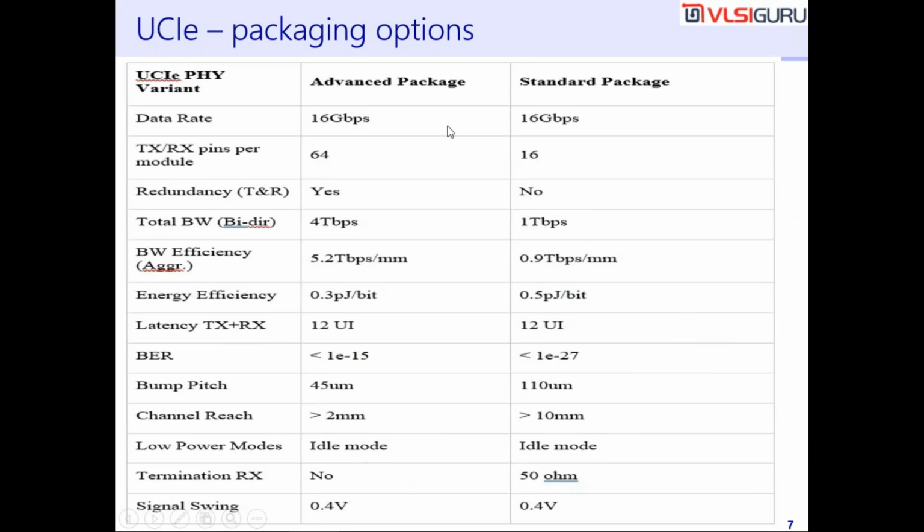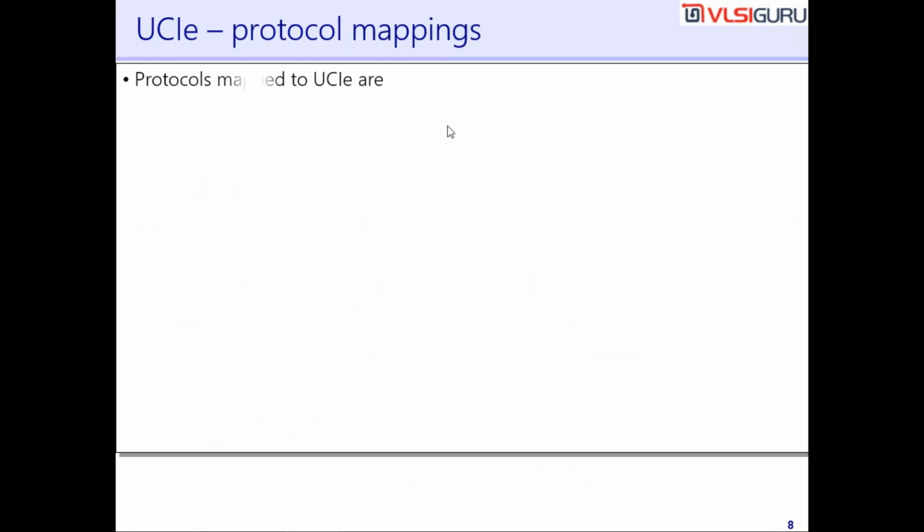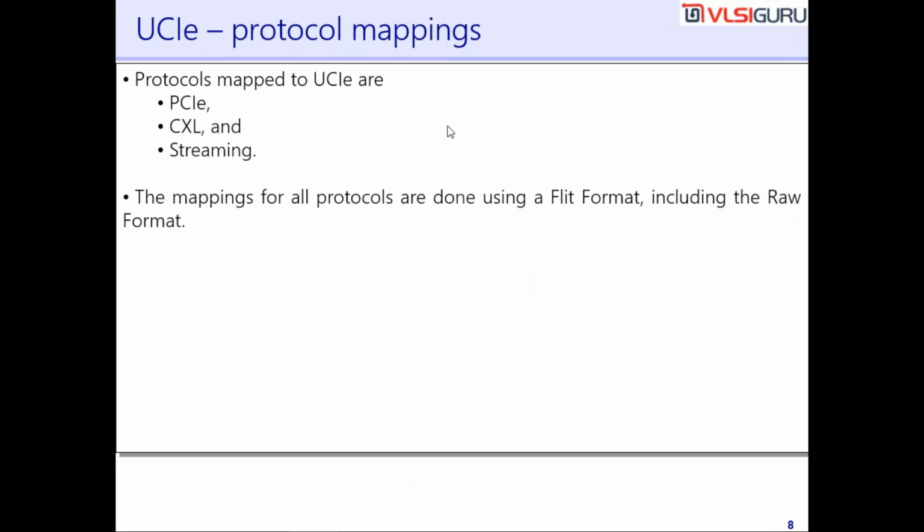What exactly is standard and advanced packaging? Let's understand as we go forward. And let's now briefly talk about the protocol mappings that are supported in UCI Express. As you know, the protocols mapped are PCI Express, CXL, and streaming protocols. The mapping for all protocols is done using the Flit format, or the raw format. Whether you are sending PCI Express, CXL or streaming, finally UCI Express converts everything into Flit format only. And UCI Express gives a clear definition of how the Flit format will look, where the header will be, where the Flit information will be, where the CRC will be. It is clearly defined, as in any other protocol.